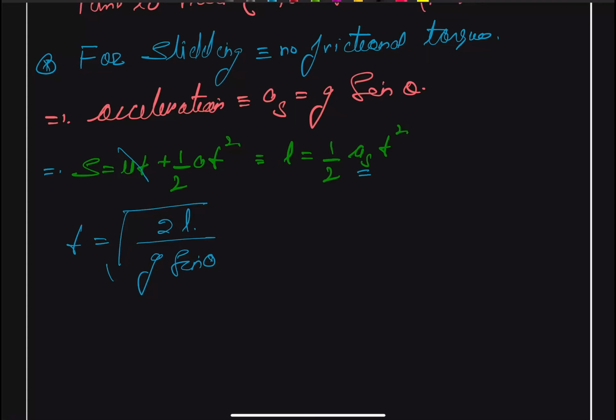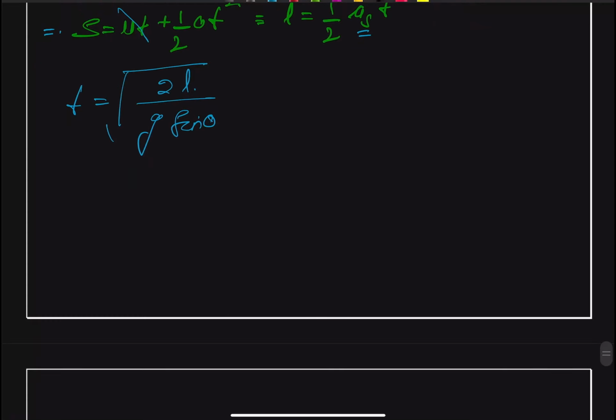Okay. And we come to the next, that is our rolling. So we can say for rolling, in this case let us suppose the moment of inertia is our I.